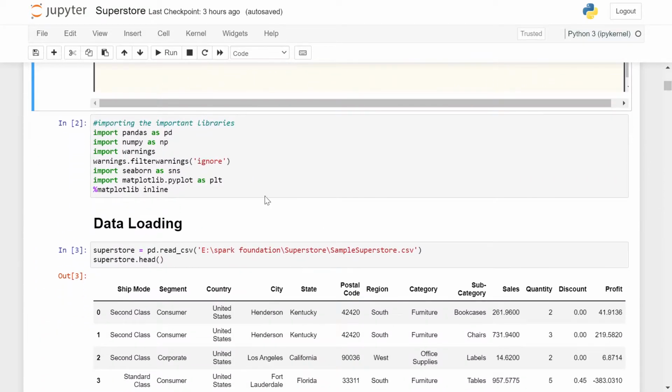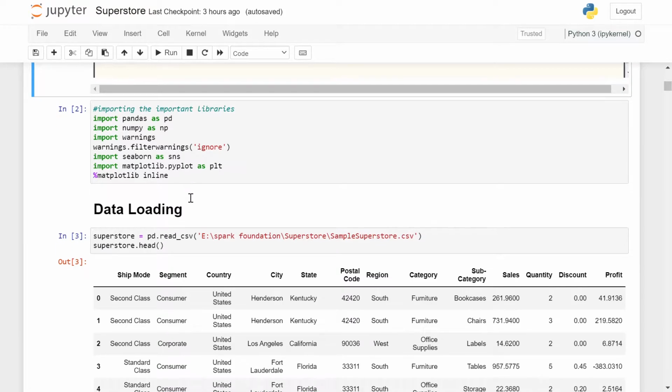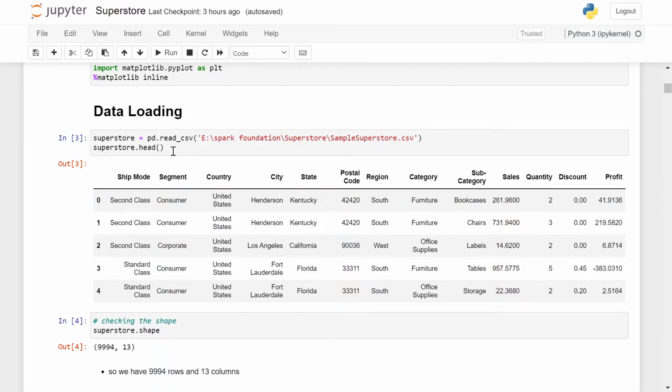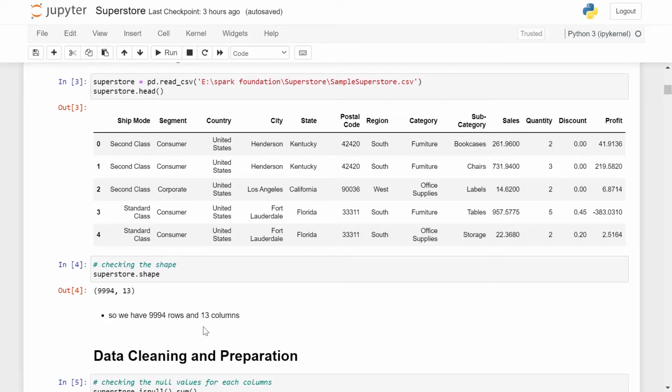So first I import the libraries like NumPy, Pandas, and for visualization purpose I import Seaborn and Matplotlib. Then I load the data, the Superstore CSV data, using pd.read_csv. So this is the head of that data. Now you can see we have 13 columns and around 10,000 rows.